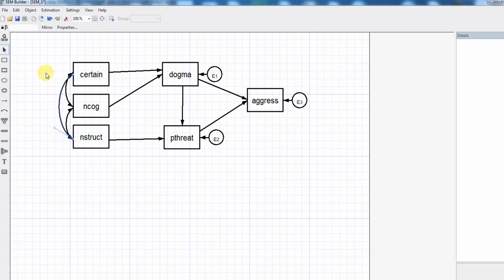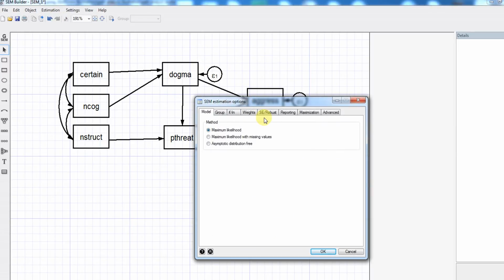And so next I want to estimate the parameters in the model. So I can go to Estimation, click on Estimate, and you can see the method is maximum likelihood. That's that default I was telling you about. And I can go to Standard Errors, Robust, and then when I scroll down we have the Satorra Bentler estimator. So I'm going to click on that and then on OK.